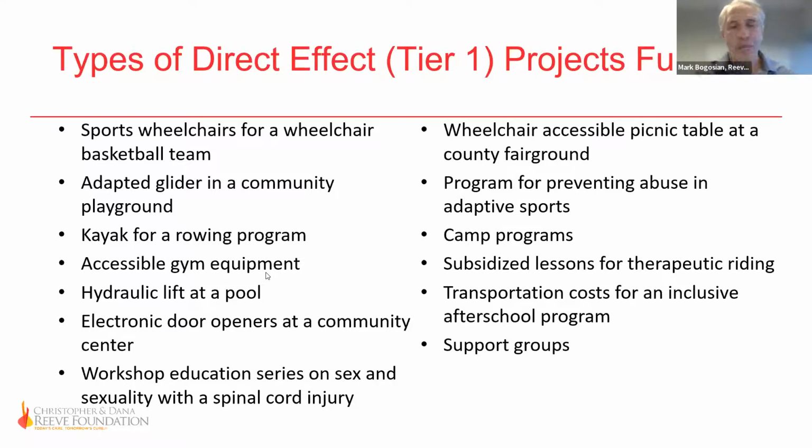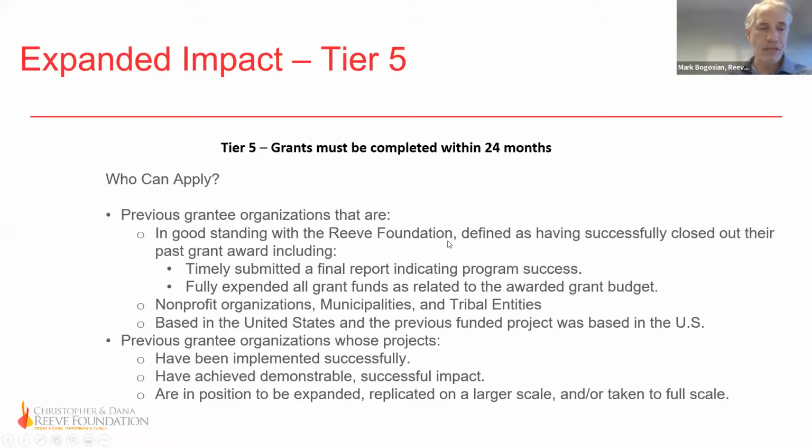Let's say a workshop, an education series on sex and sexuality with a spinal cord injury, or a program for preventing abuse in adaptive sports. So they're really looking for these new types of programs that are going outside of the traditional direct effect, which are really, really important. I mentioned transportation, and again, support groups, peer mentoring programs. So I hope that you will see that there's a lot of different types of funding that we can offer through this program.